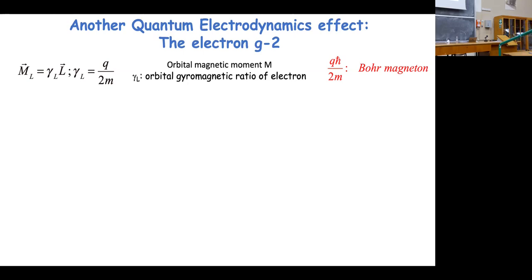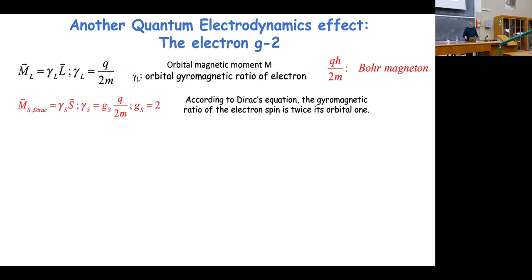This time it was not the measurement of the Lamb shift, it was a measurement of the magnetic moment of the electron. And I just remind you that classically, a magnetic moment is proportional to the angular momentum with a ratio q over 2m. What Dirac has shown in his equation is that in the case of the electron spin, the ratio is not q over 2m, it's twice that, it's q over m. So the Dirac equation predicts that the electron should have a gyromagnetic ratio twice that of the orbital one. But this is not taking into account the vacuum fluctuations.